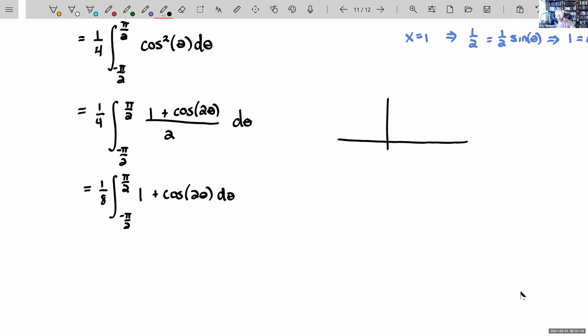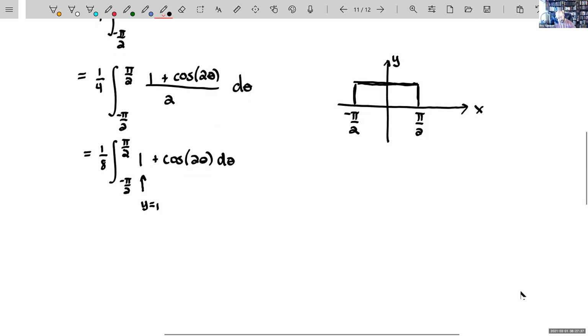First of all, if this is the x-axis, this is the y-axis, this function y equals 1, well, that's just a graph of height 1, and we're integrating that, or finding the area underneath that, from negative pi over 2 to positive pi over 2. That is a distance of pi with a height of 1. So the area is pi times 1, or pi. So again, that's 1/8 pi.